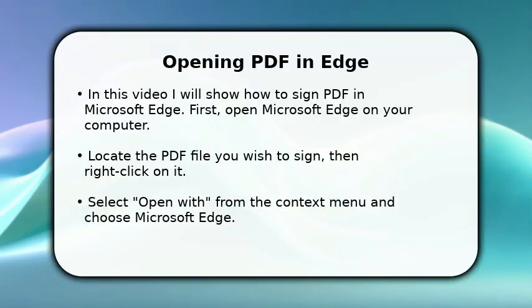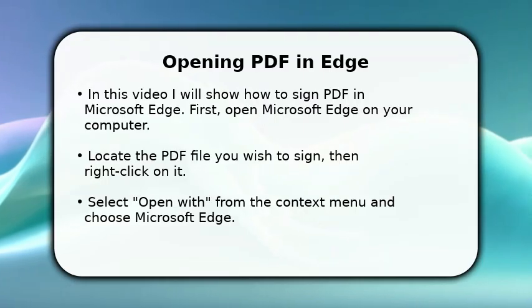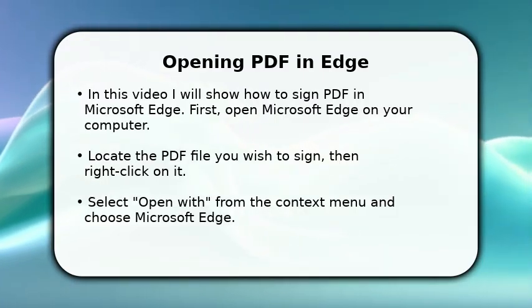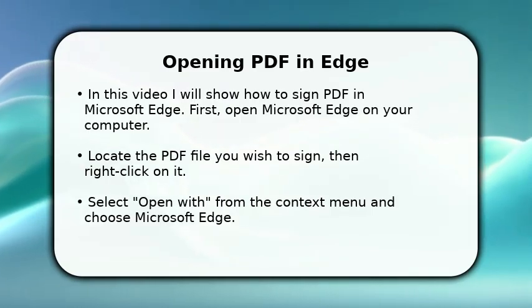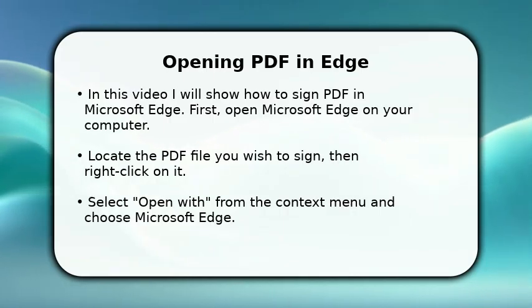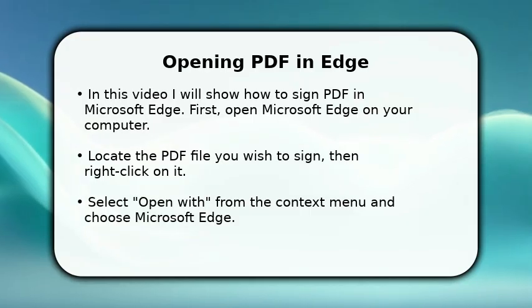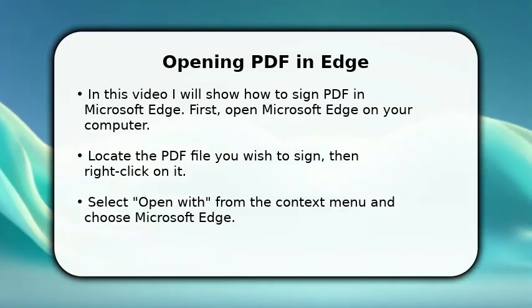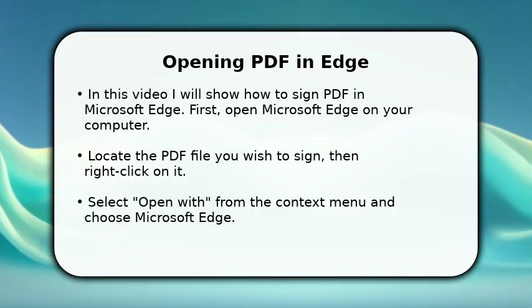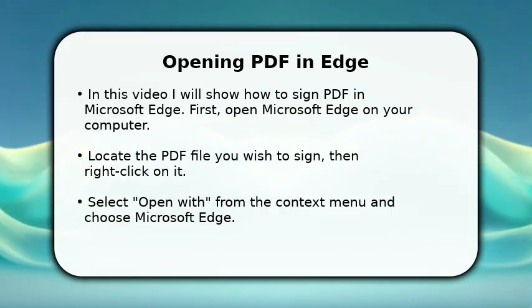Hello everyone. In this video, I will show you how to easily sign a PDF document using Microsoft Edge. It's a straightforward process that can save you time and effort. To begin, simply open Microsoft Edge on your computer. Then, find the PDF file you need to sign, right-click on it, and select Open With, choosing Microsoft Edge from the available options. This will open your document directly within the browser, ready for the next steps.